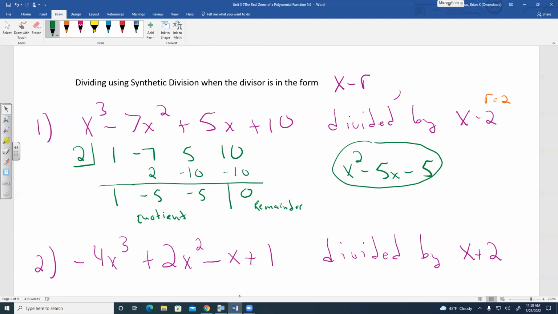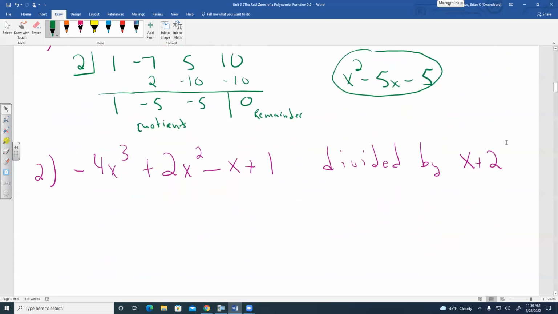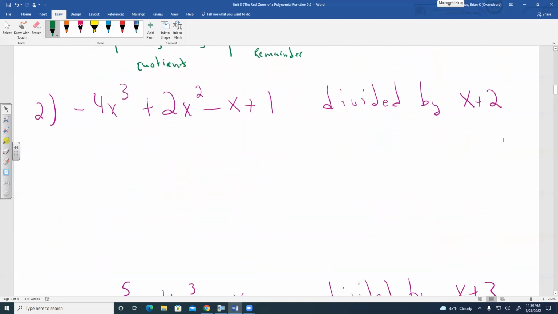So that's how we use what's called synthetic division, which doesn't take up as much room. But this only works really well when it's in the form of x minus r. So if we want to divide -4x cubed plus 2x squared minus x plus 1 by x plus 2, notice how, again, we're using this form x minus r. So r is actually a -2. So when I use synthetic division, we have to change the sign to a -2.